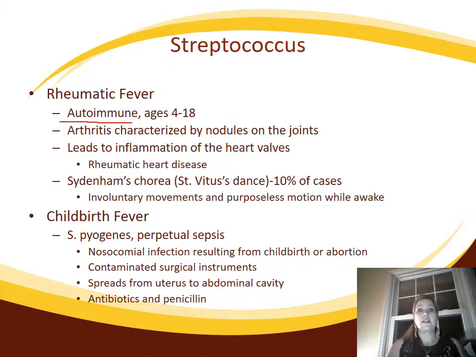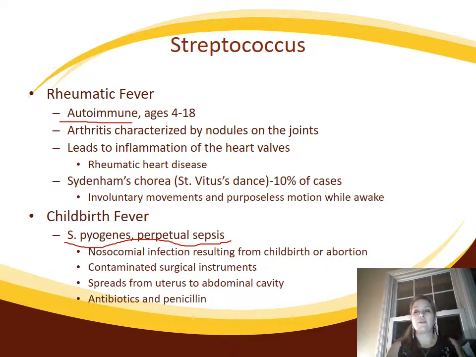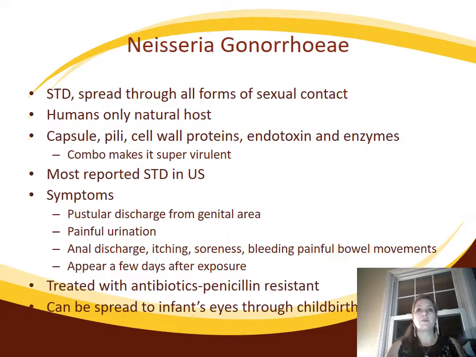S. pyogenes also causes a puerperal sepsis called childbirth fever. It's a nosocomial infection, and remember we talked about nosocomial meaning that it comes from clinical settings. It happens after childbirth or abortion. Once again, a compromised vaginal wall opens up the ability for infection to set in. It generally comes from contaminated surgical instruments, and then it spreads from the uterus to the abdominal cavity, causing a lot of pain and a lot of cramping. It's generally treated with antibiotics or penicillin.